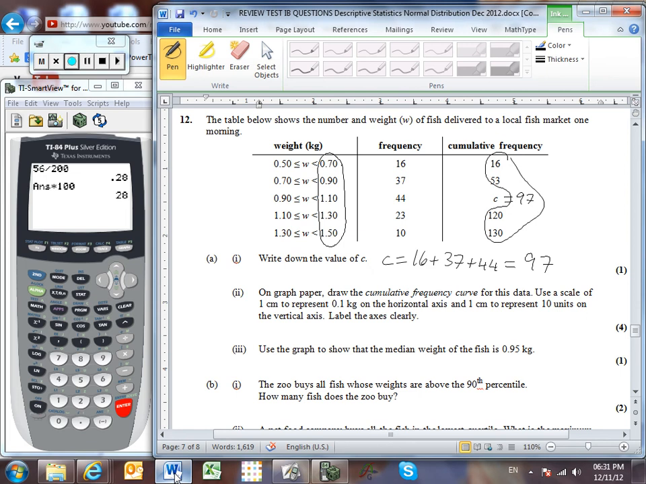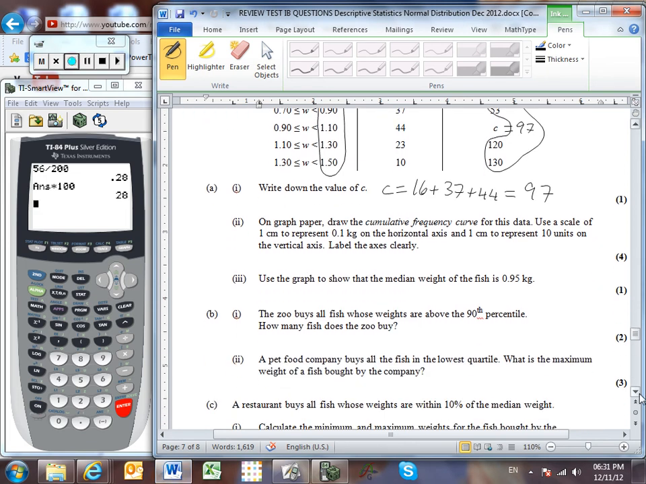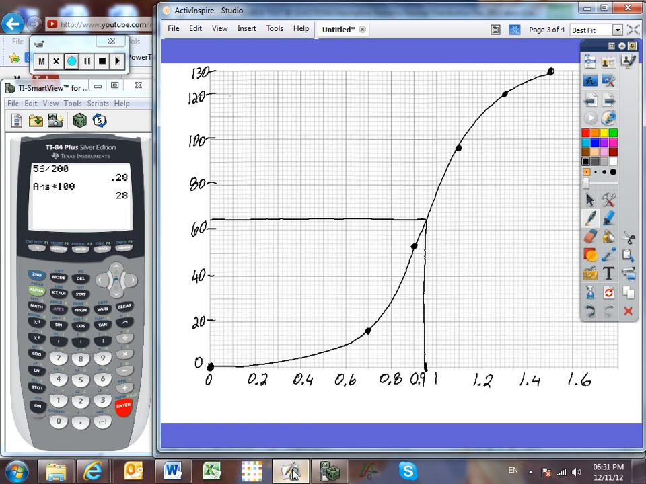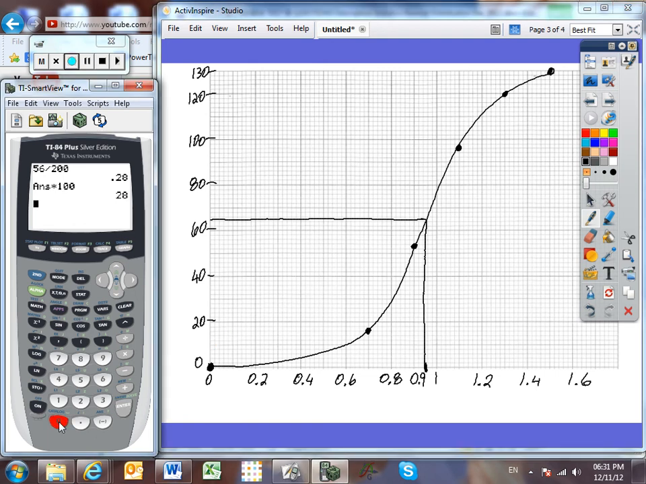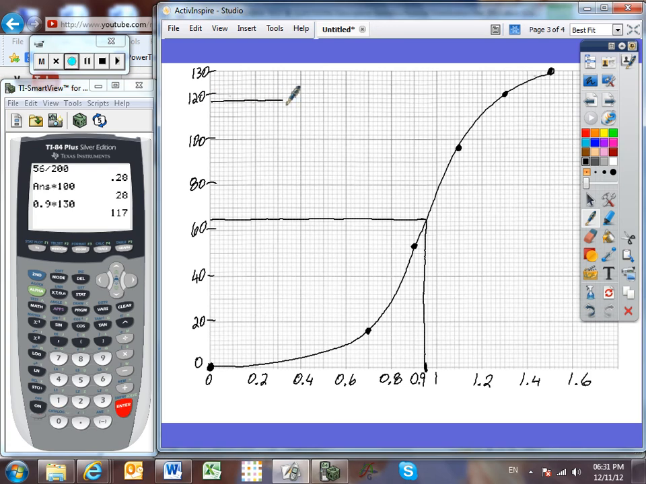Part B. The zoo buys all fish whose weights are above the 90th percentile. How many fish does the zoo buy? Alright, the 90th percentile. That means that 90% of my 130 fish. So let's figure out what 0.9 of 130 is. So that's going to be my 117th fish. So that's about here.